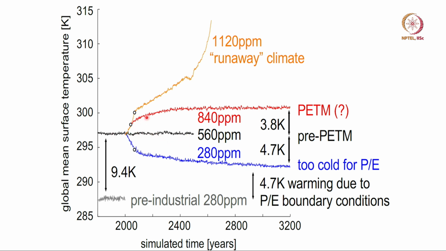If you increase it to 840, it will go to the Paleocene-Eocene temperature maximum. But if you increase it to 1120, it will keep increasing and go into a runaway greenhouse. That is, temperature will never stop increasing. So this is a cause of concern. Although this modeling is not easy, this model is able to show that we need to be careful. If you go on increasing CO2, there is a possibility that Earth's climate will go on warming forever, and we may have no control over it.